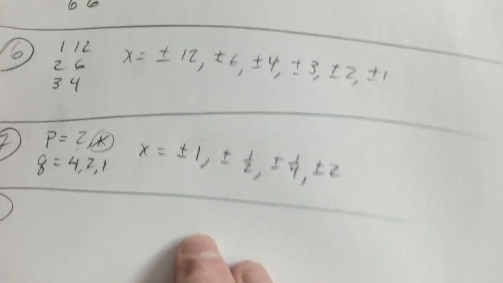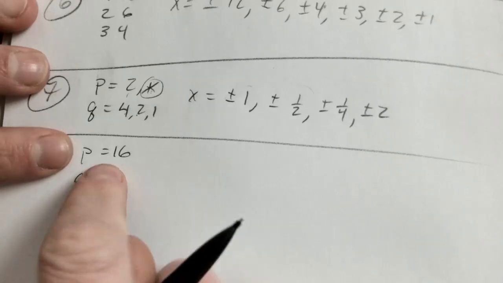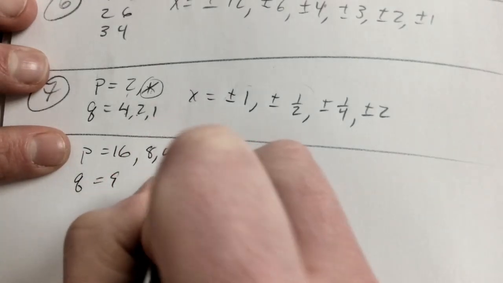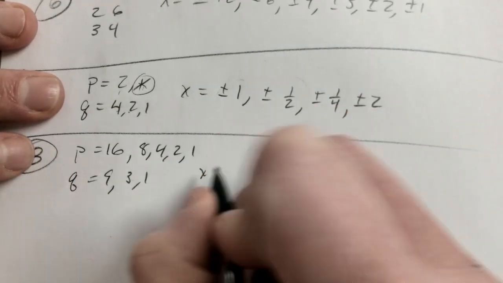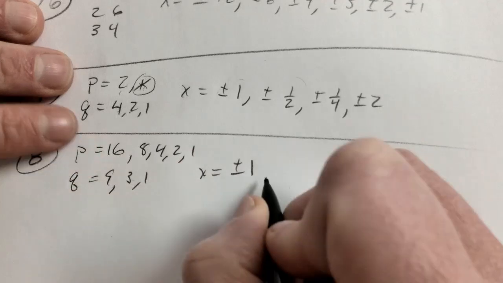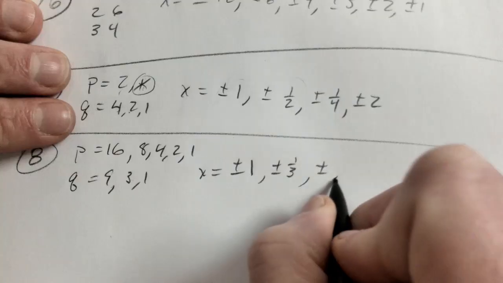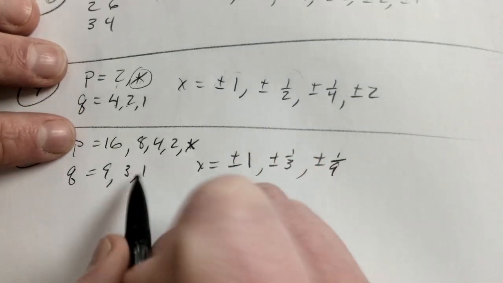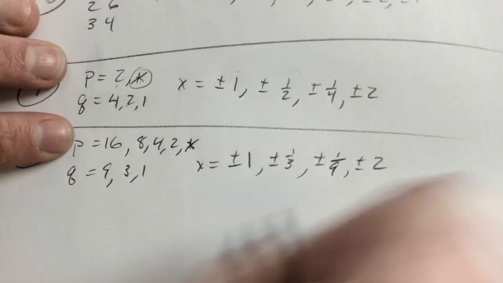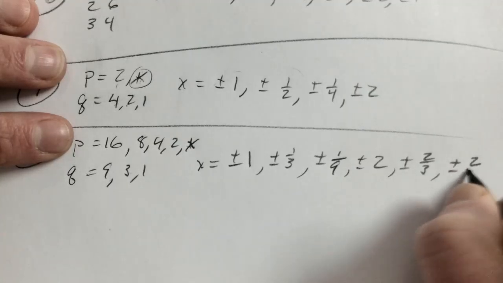All right, number 8 says the P here is 16 and the Q is 9. So 16, 8, 4, 2, and 1, and 9, 3, and 1. All right, here we go. X can equal plus or minus 1 divided by 1, plus or minus 1 divided by 3, plus or minus 1 divided by 9. All right, so we're done with the 1. Now we go to 2. Plus or minus 2 divided by 1, which is 2. Plus or minus 2 divided by 3. And plus or minus 2 divided by 9.